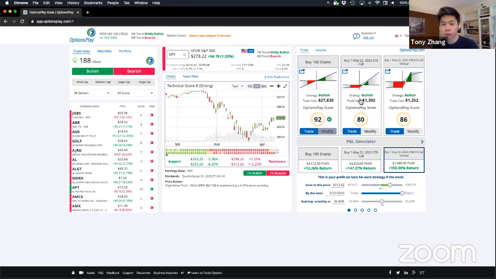So in this particular case, let's just walk through it so I can show you here. Buying a May 22nd 278 call, which is the at the money call, costs $13.92 per contract, or $1,392. This gives me a break-even price of $291.92. So $1,300 to buy a call option. Buying a call spread, which Options Play will automatically do for you.